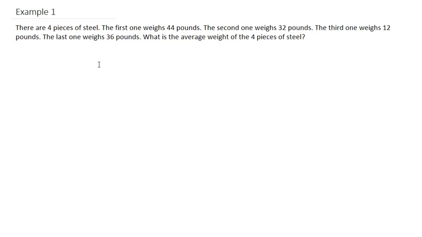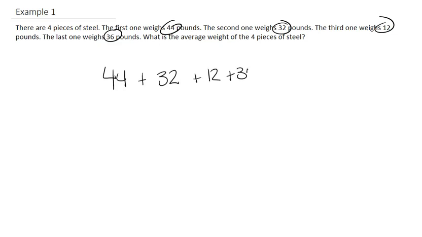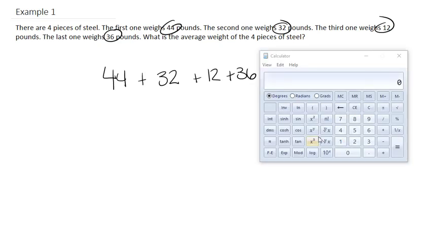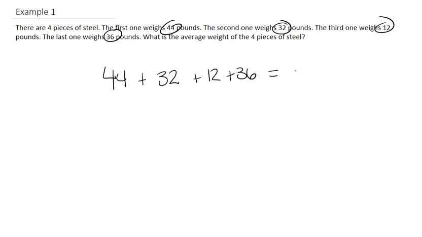So we have 44. We have 32, 12, and 36. We need to add up all these numbers. So let's get our calculators out. So 44 plus 32 plus 12 plus 36 is equal to 124. So we put that as our total. This is our first step.